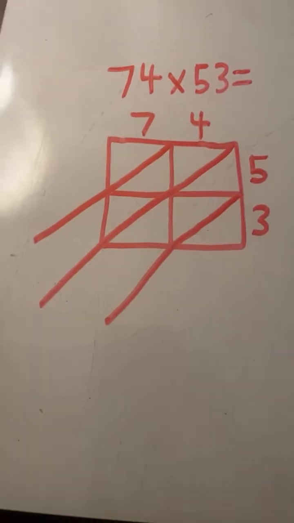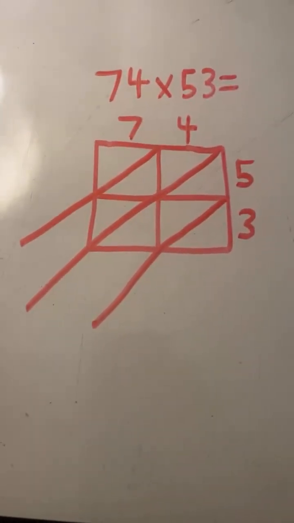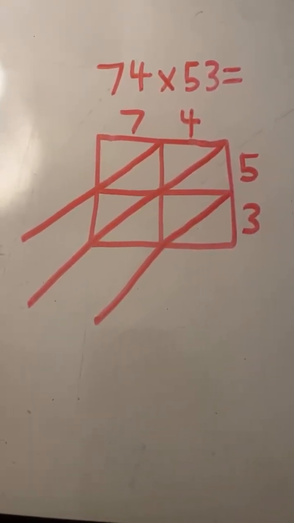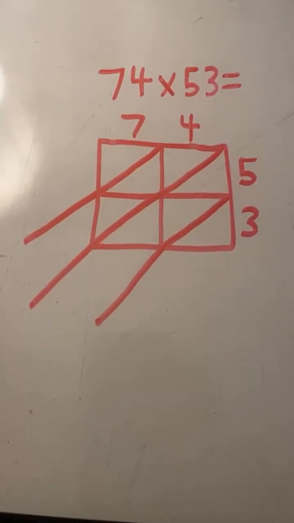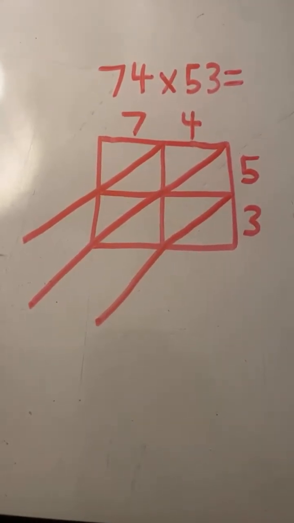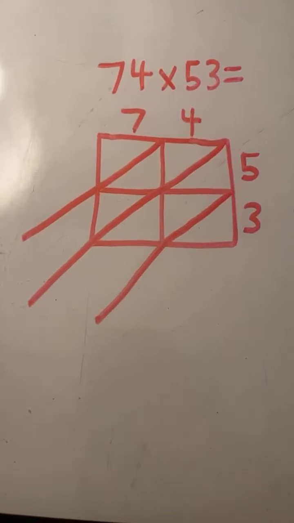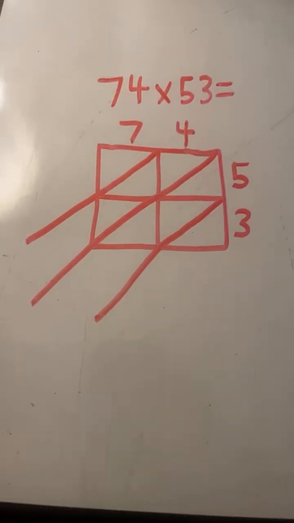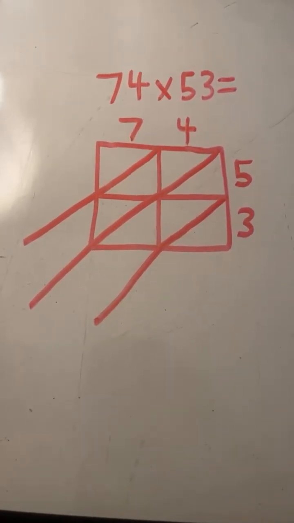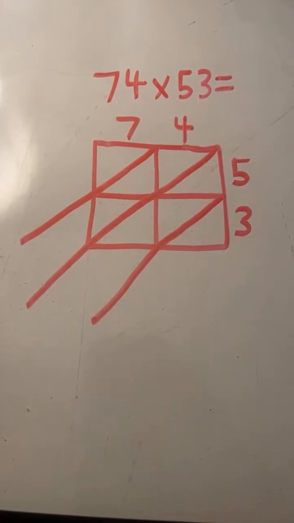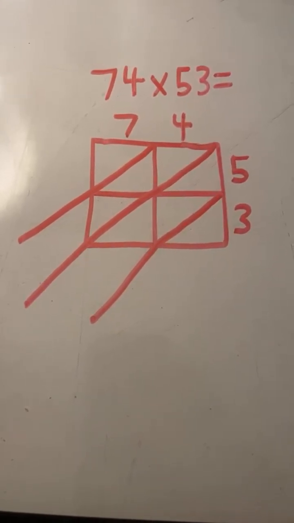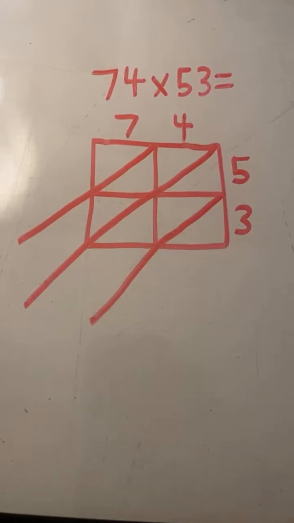So this video is going to be another review of 2-digit by 2-digit multiplication, but it's going to be using a different method to solve the problems. It's going to be using what is called the Lattice method. So our first example problem is 74 times 53. I'm going to go through step by step how to solve that problem using the Lattice method.